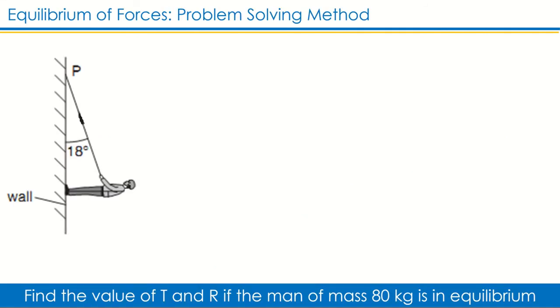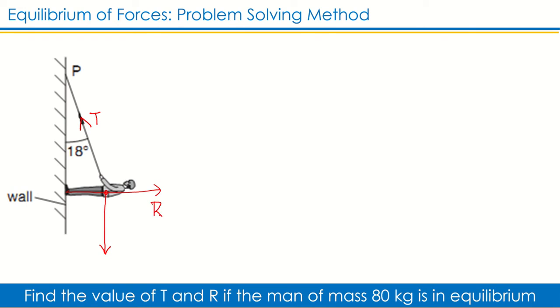Okay, this is a problem: find the value of T and R if the man of mass 80 kilogram is in equilibrium. T is the tension in the string and R is the normal reaction force of the wall on the person. So there are forces acting: T is the tension in the string, W is the weight of the person, and R is the normal reaction force.